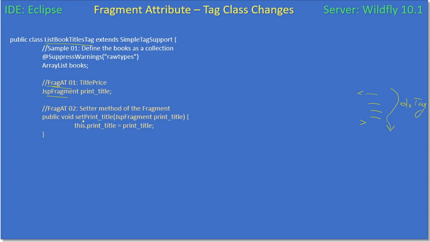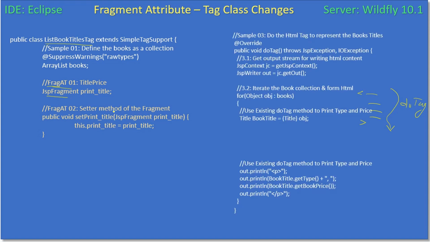So here we have a setter method. This is setPrintTitle, and if you see how the setter method is set, it receives a JSP fragment, and we assign our internal member. Then this is our existing doTag method. We borrowed this code from our previous example, and if you see here, some portion is missing.